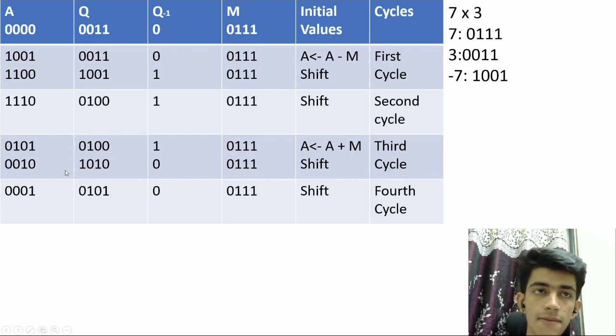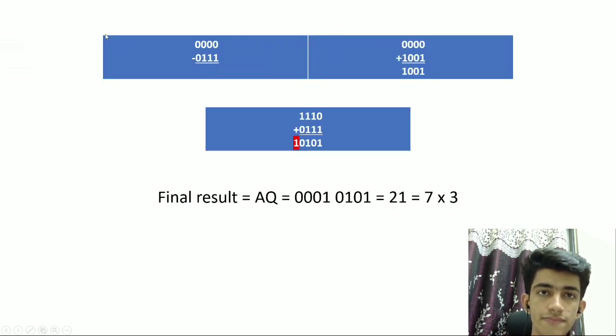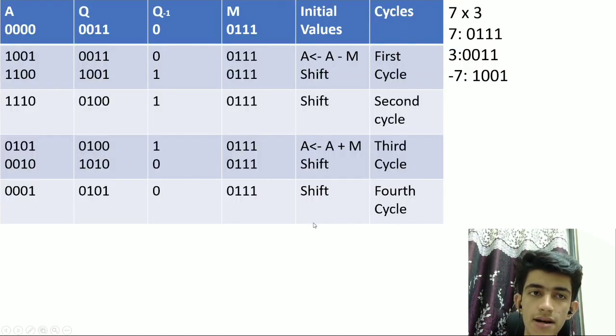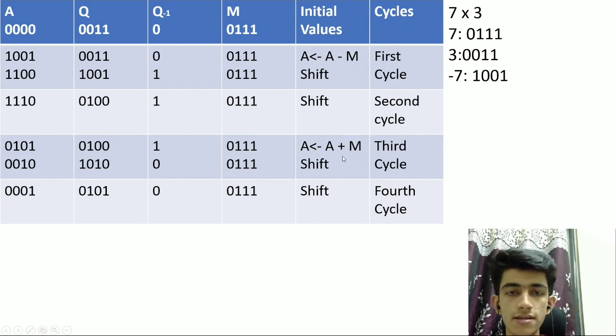We have completed our multiplication. Here the answer is stored in register A and register Q. Final result is equal to data stored in register AQ, which equals 0001 0101. Here this equals 16 plus 4 plus 1, which equals 21, which is indeed 7 into 3. So we get our answer by using Booth's algorithm for 2's complement multiplication.